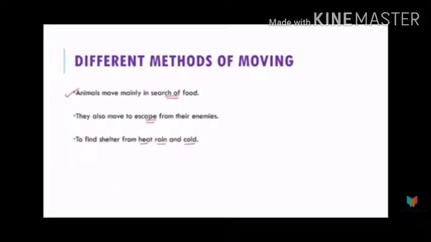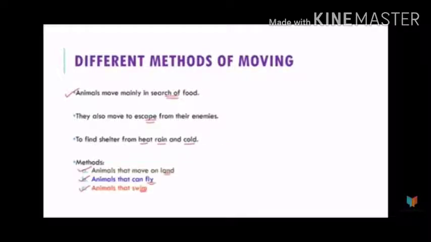Let us understand the first point, that is different methods of moving. Every animal needs to move in search of food, and the movement of animals from one place to another is called locomotion. When you see movement, the animals move mainly in search of food, correct? They also move to escape from their enemies. They also move to take shelter and to protect themselves from heat, rain, and cold.